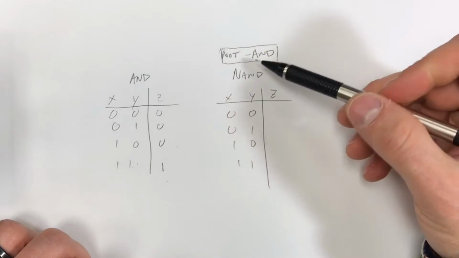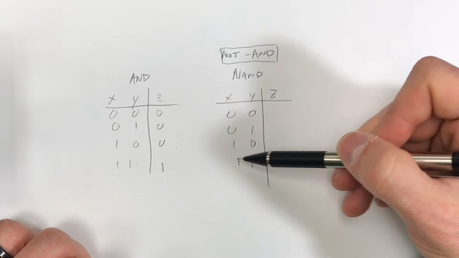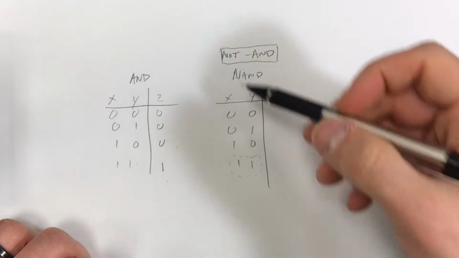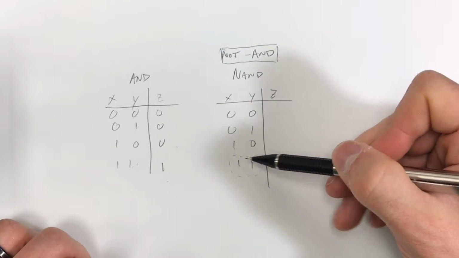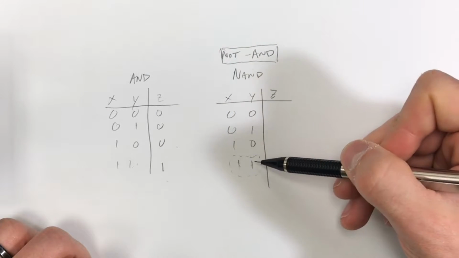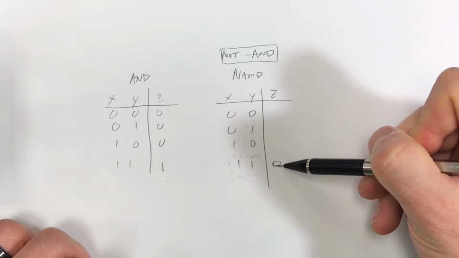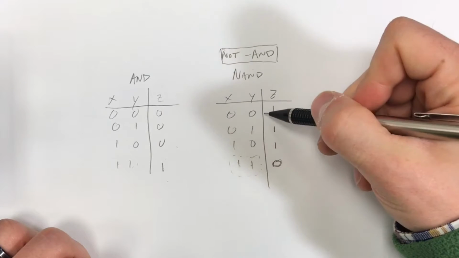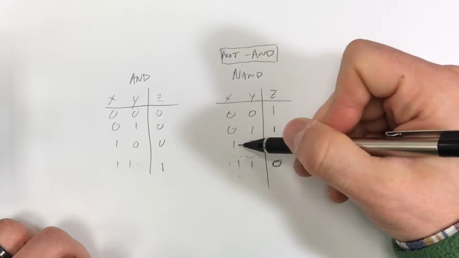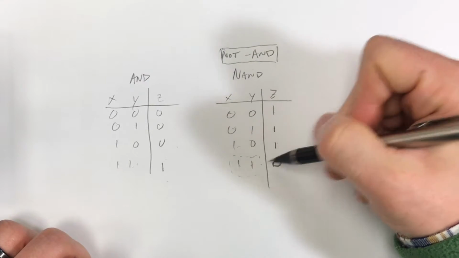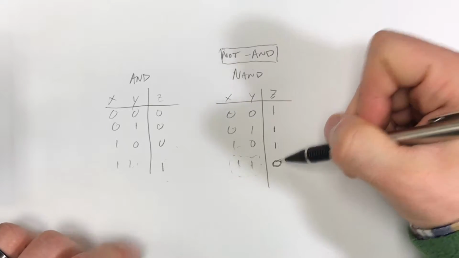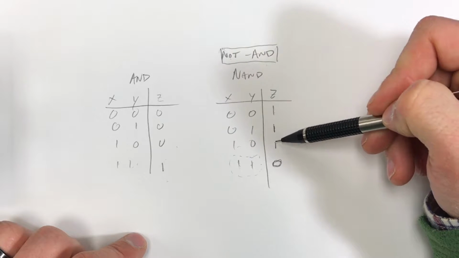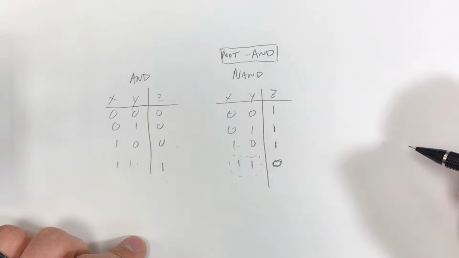Okay? So the only place that it's an AND gate is right here when the inputs are both 1. That is when it is an AND gate, so the NAND output is 0. The rest of the places are 1s because it's not an AND gate here, not here, not here, but it is an AND gate here. So we're looking for when it is not an AND gate. That is when the output is 1.